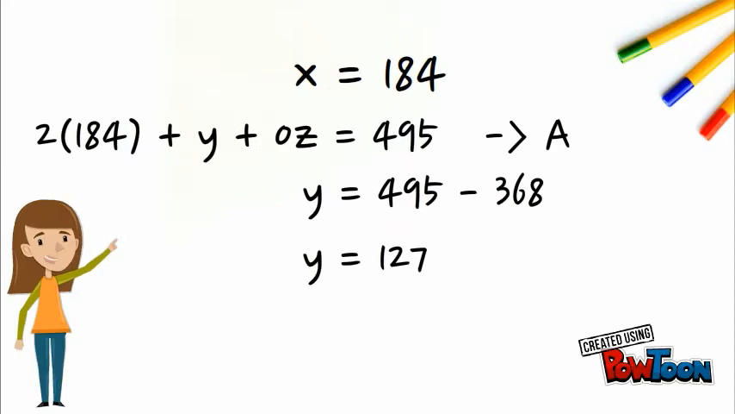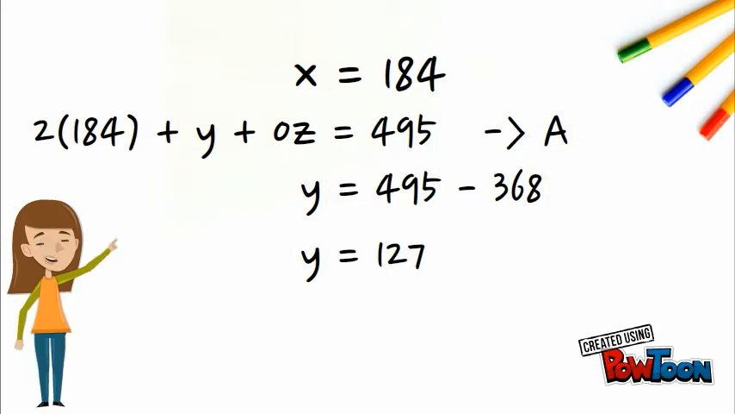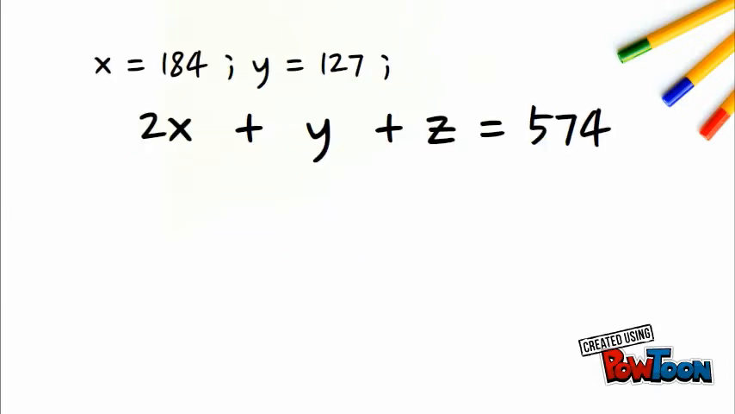We will have to rearrange the entire equation such that it will give us y as the subject, like y is equal to 495 minus 368. Y will now be a total of 127. Since we have both of the 2 unknowns, we can easily solve z.